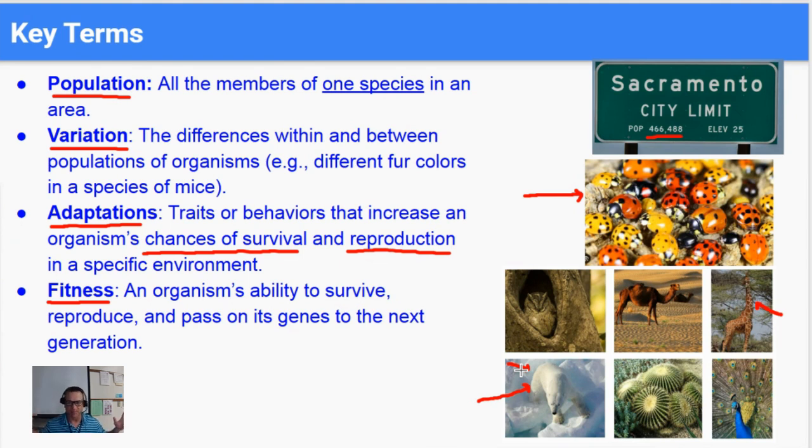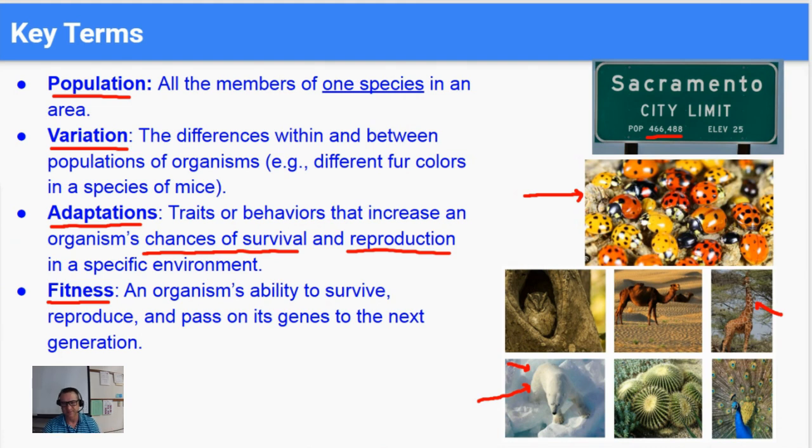He doesn't need those giant paws. He doesn't need a thick coat to keep warm in the desert. So fitness is a measure of how well adapted an organism is to its environment. If it has high fitness, that means there's a good chance it's going to survive and have babies and pass its traits to the next generation. If it has low fitness, there's a very low chance that it's going to survive. It's probably not going to reproduce, and whatever traits it has are not going to get passed to the next generation.